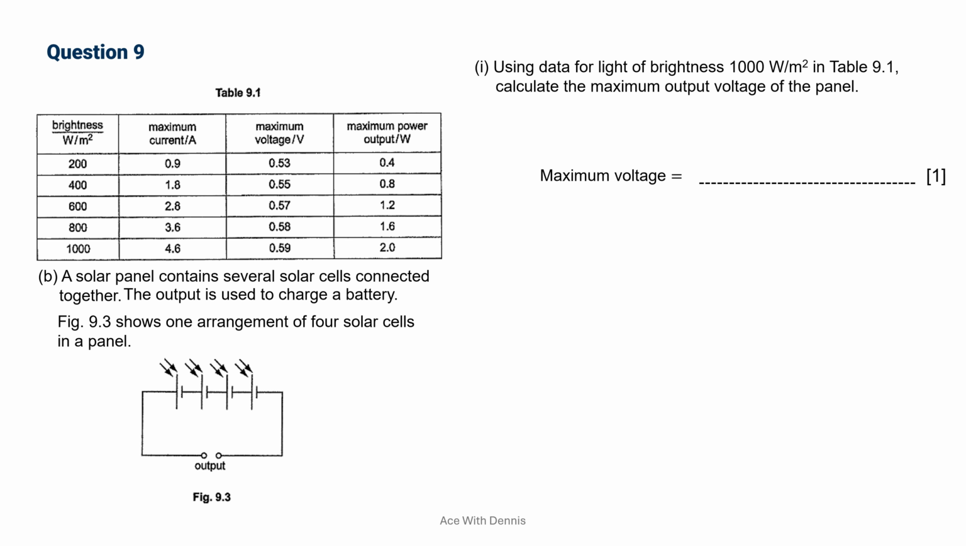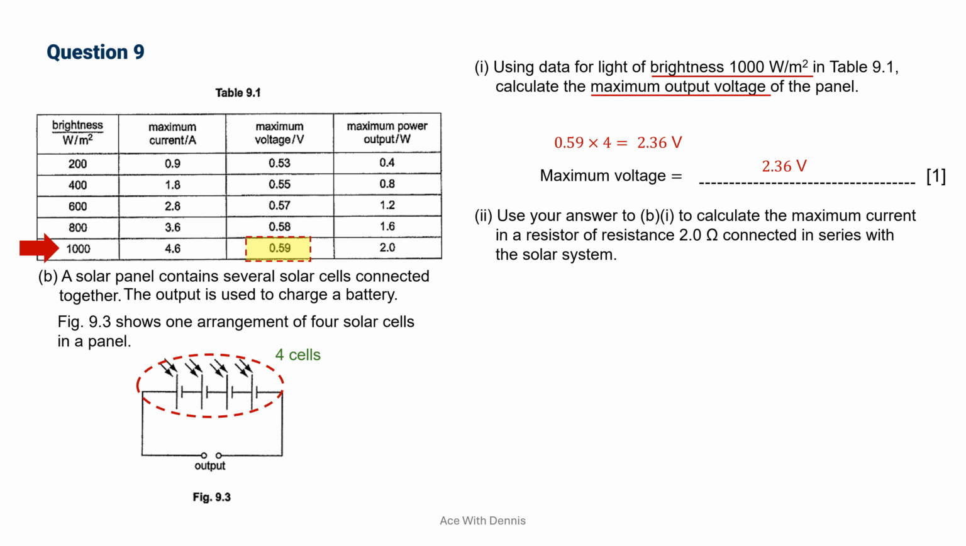1 mark. So from table 9.1, we need to look for the brightness of 1000 watts per meter squared. It will be in the last row. In table 9.1, they tell us that the maximum voltage is 0.59 volts. And then we look at figure 9.3. There are 4 solar cells in the panel. Hence, the maximum voltage of the panel will be 0.59 times 4, which gives us 2.36 volts. Hence, the answer is 2.36 volts.